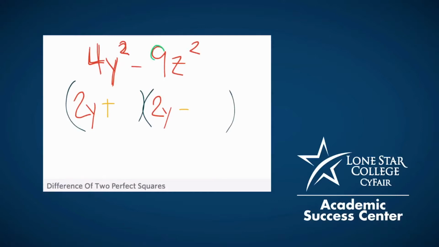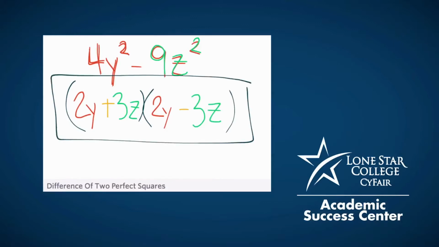And then we go to 9. 9 is the perfect square of 3. Z squared is the perfect square of z, so z and z. And 4y squared minus 9z squared is factored.